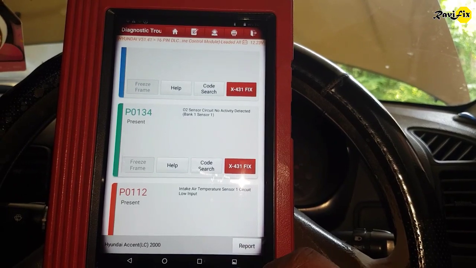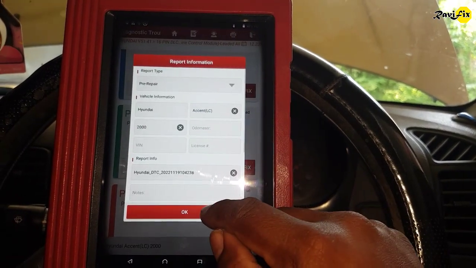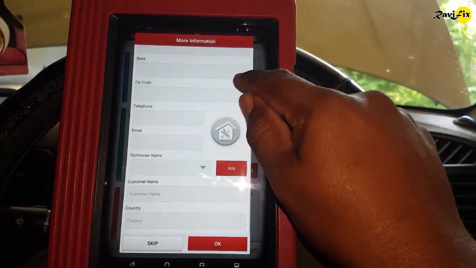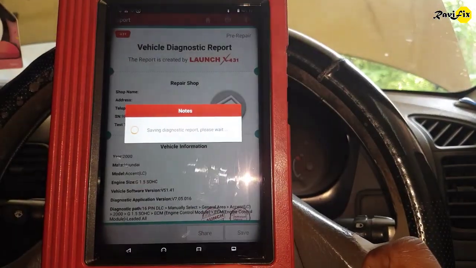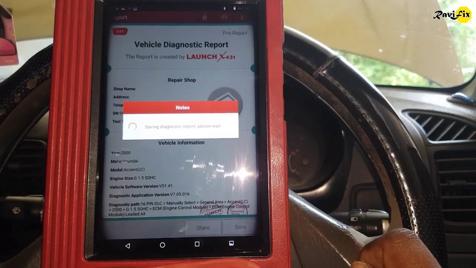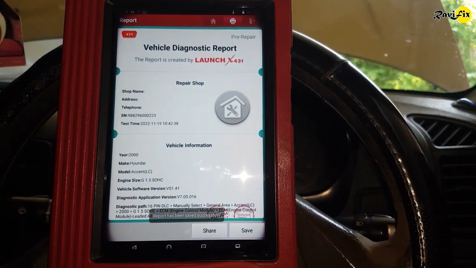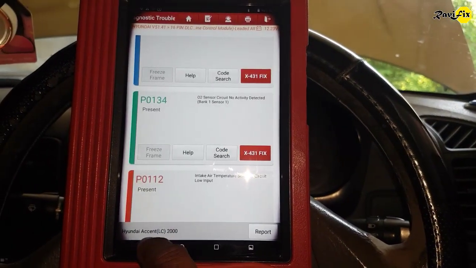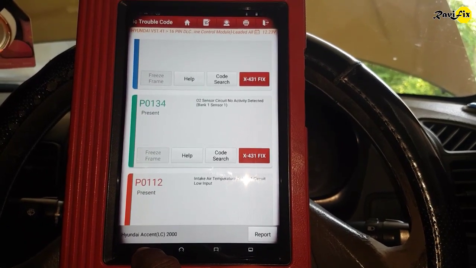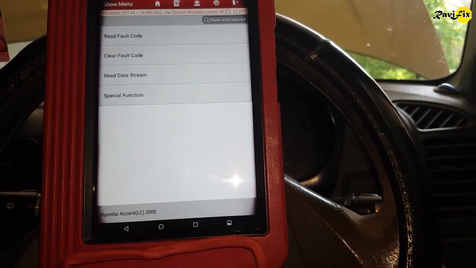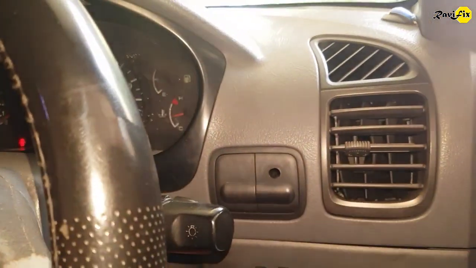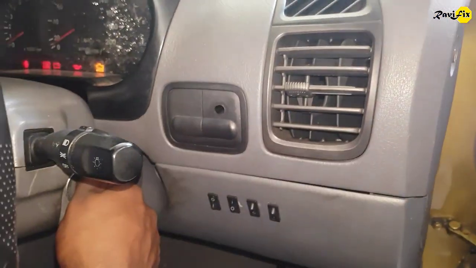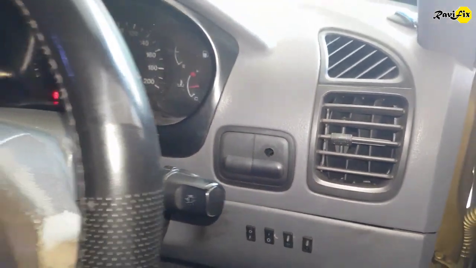First of all, take a report of the fault codes and do not clear the fault codes until you fix the vehicle. Remember that clearing fault codes is not a fix or repair. Okay, save the report and look at the data of sensors relevant to the fault codes. For that, we should go to the live data stream. Before that, start the vehicle. You can see the check engine light is lit.